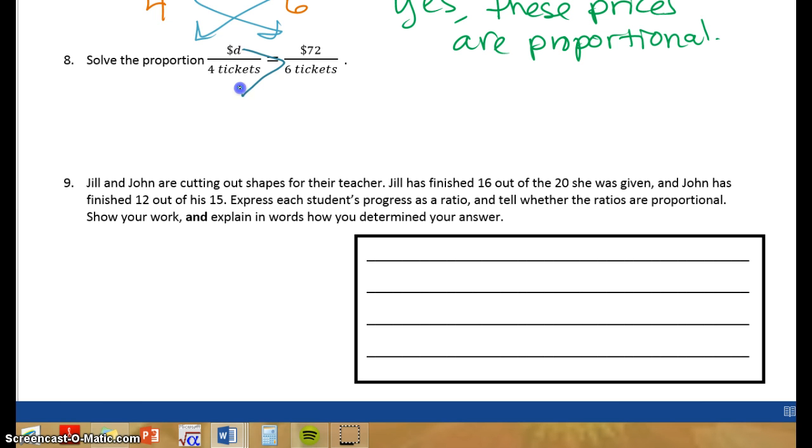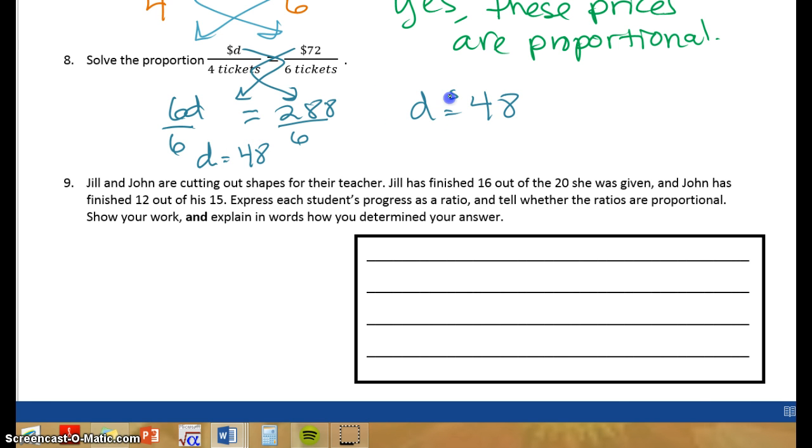So we're going to find our cross products. D times 6 is 6D, equals 72 times 4, which is 288. Divide both sides by 6 to solve for our D here. We end up getting 48. So let's say D = $48. We want dollars there since it is giving us some sort of context for our problem. And we're done with that one.